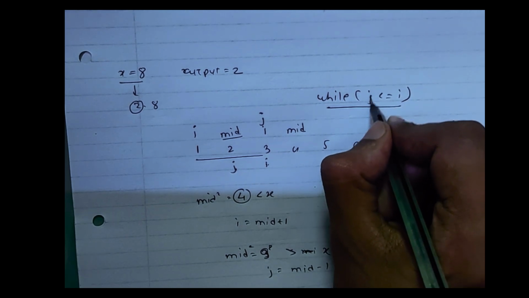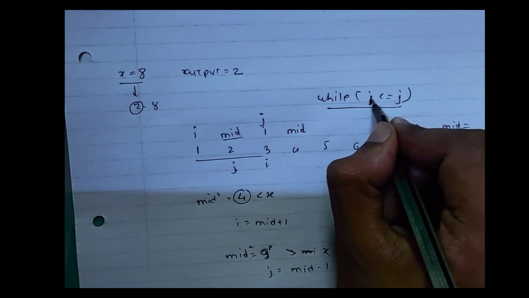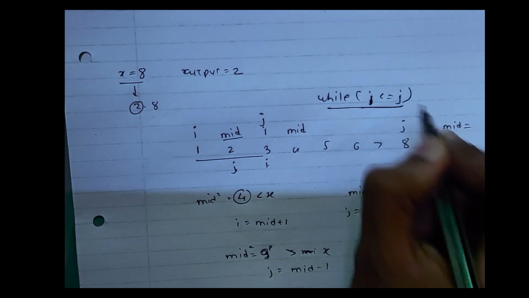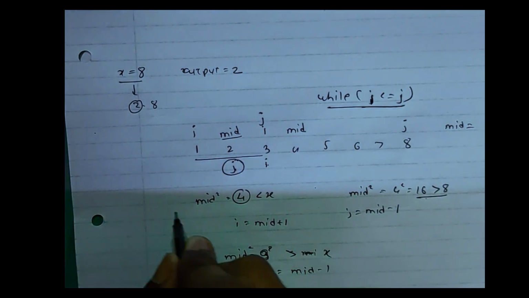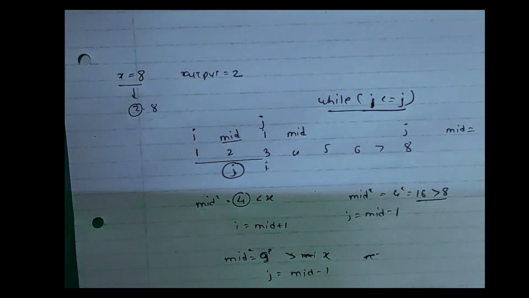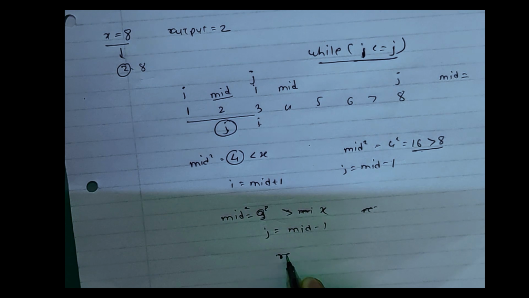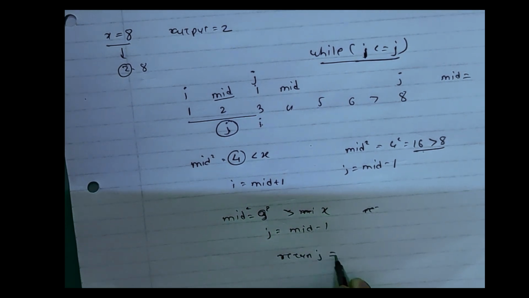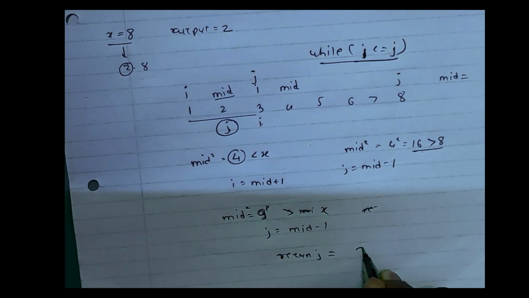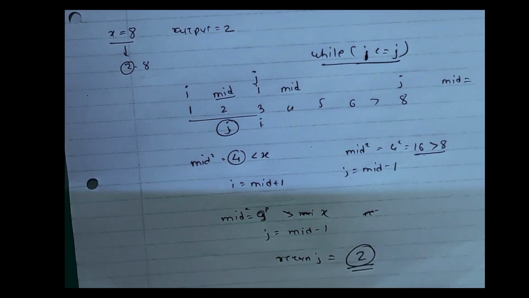If this condition gets violated, we will return the value of j. The value of j is 2. So let's code.